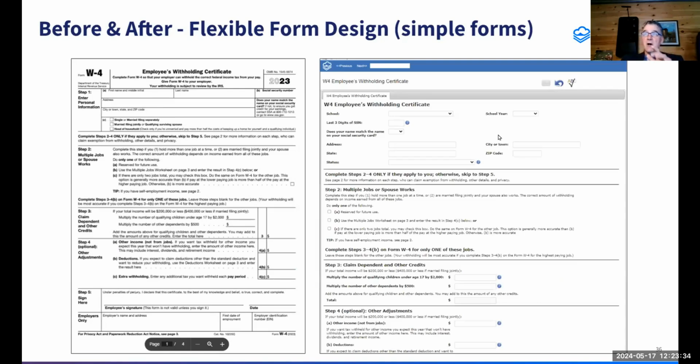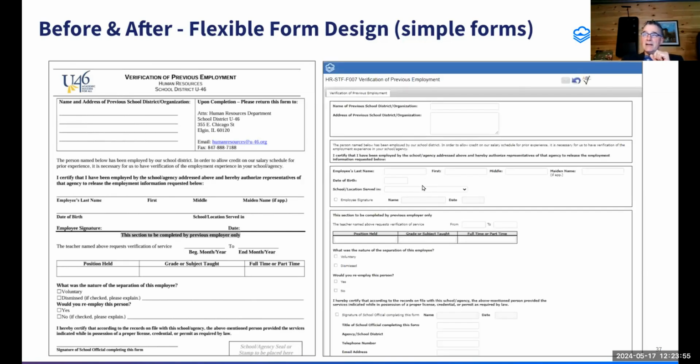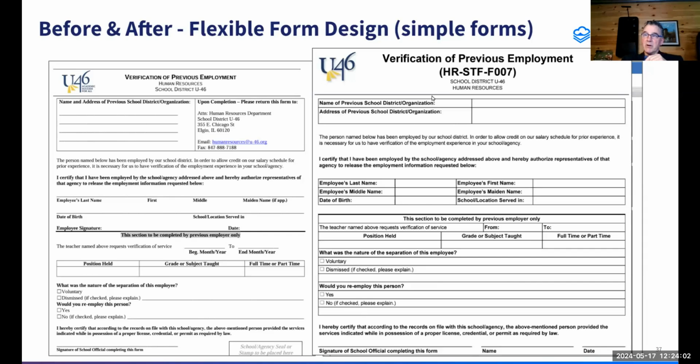And speaking of some of those non-performance appraisal forms, just a couple here. We have a number of districts who have very simple forms, one tab, filling it out digitally now within the Clevr platform. And here's another one where it was just verification of previous employment from school district U46 in Illinois. And this is what it looks like in the Clevr environment. But if I click print, this is what the output coming out of Clevr looks like, very similar to the original one.